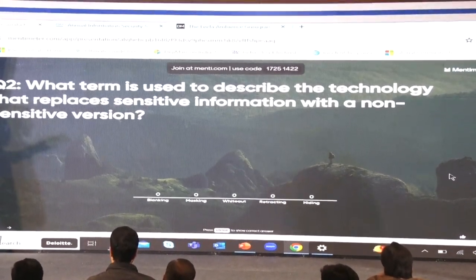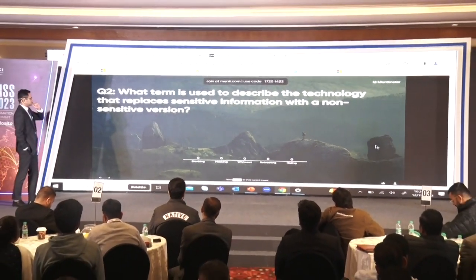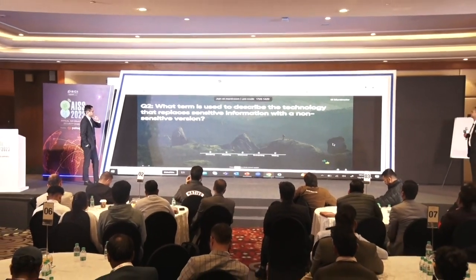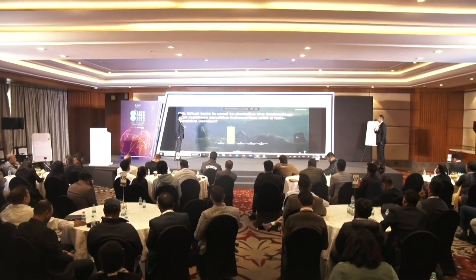So this is the code, the same Mentimeter site, right? What term is used to describe the technology that replaces sensitive information with a non-sensitive version? We just want to get your thoughts. Is it blanking, masking, whiteouts, retracting, hiding?